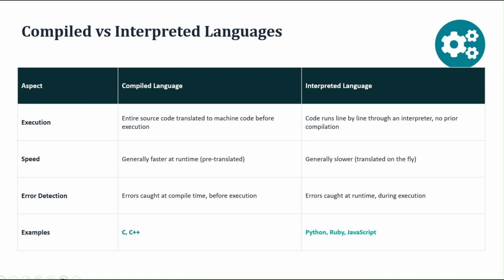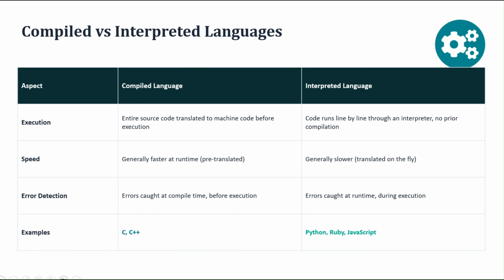But examples: C and C++ are compiled. Python, Ruby, JavaScript. Interpreted. Bottom line. Compiled is faster but less flexible. Interpreted is slower but way easier to write and debug. That's why Python is perfect for beginners and pros.